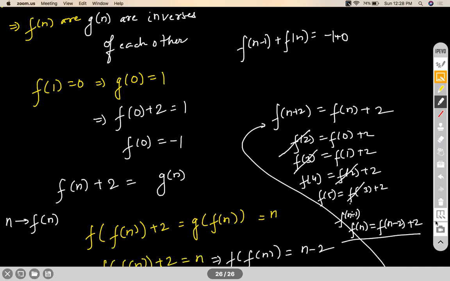And how many 2s will you get? N minus 2 plus 1. So, okay. N minus 1. But does it help me to get f of n? I'm still left with f of n minus 1, right? Yes, sir.